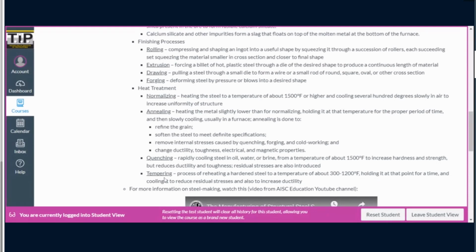Then lastly, we have tempering. Tempering is the process of reheating a hardened steel to about 300 to 1200 degrees Fahrenheit, holding it at that point for a time and cooling it to reduce residual stresses and also to increase ductility. Okay? So these two usually go together, especially if you manufacture rebars, no?